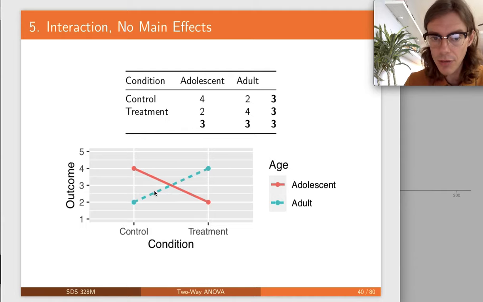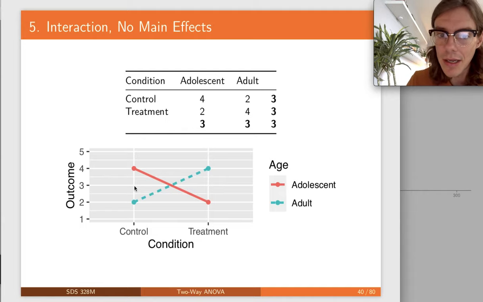If you don't consider adolescent or adult, if you just average these 2 dots for treatment to get the average treatment and average these 2 dots for control to get the control, they're the same, right? Average of treatment is average of this dot and this dot, so it's 3. The average of control is the average of this dot and this dot, so it's 3. So averaging over age, the treatments look the same.